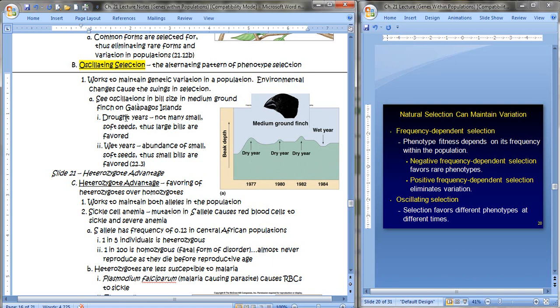Follow along this graph here as I talk about the text. What we look at is beak depth. In the drought years, notice that the beak depth increases because there aren't very many small soft seeds. In fact, the seeds are larger and harder, so the large bills are favored. In wet years, like here, there is an abundance of small soft seeds. Therefore, having a small bill is actually favored, and you have more precision in getting at the nutrients inside of those seeds with a smaller beak.